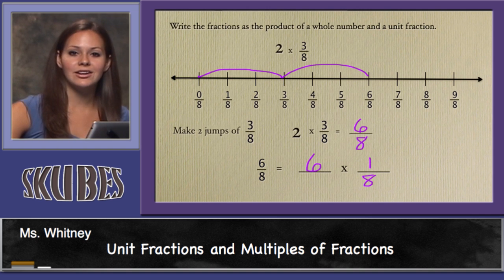And this concludes our lesson on unit fractions and multiples of fractions.